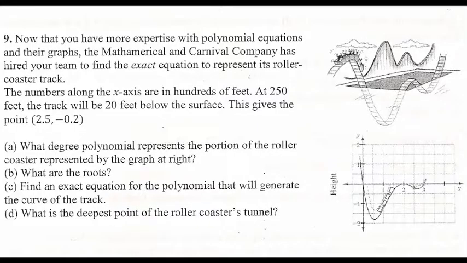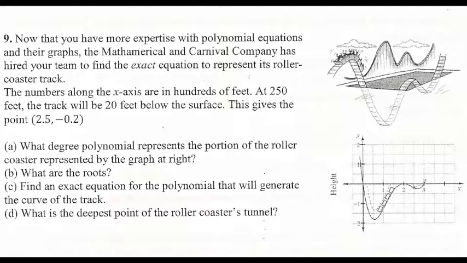Now that you have more expertise with polynomial equations and their graphs, the Mathematical and Carnival Company has hired your team to find the exact equation to represent its roller coaster track. The numbers along the x-axis are in hundreds of feet. At 250 feet, the track will be 20 feet below the surface. This gives the point 2.5, negative 0.2.